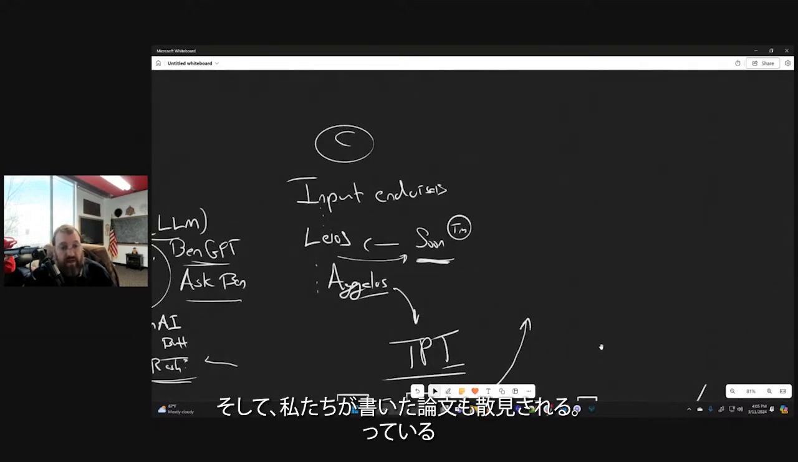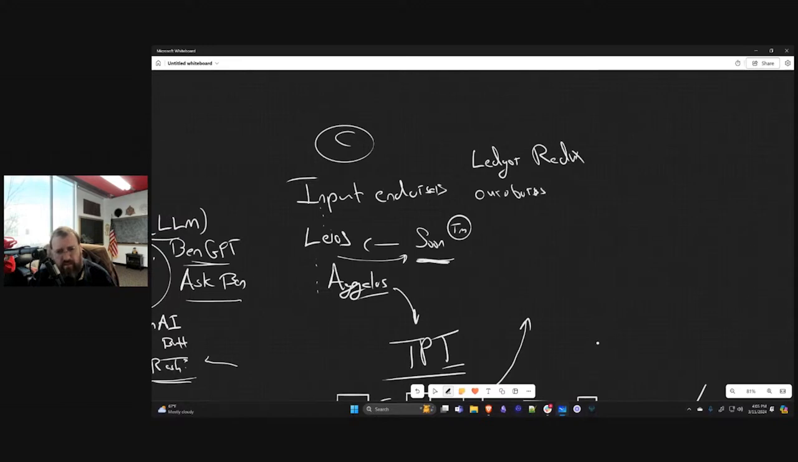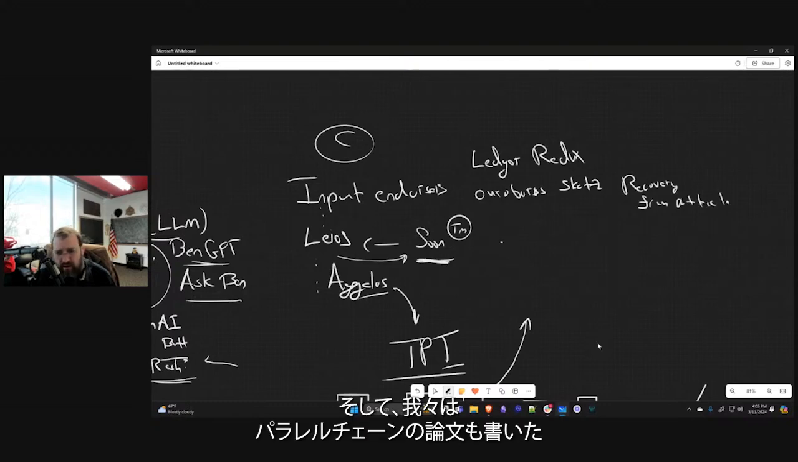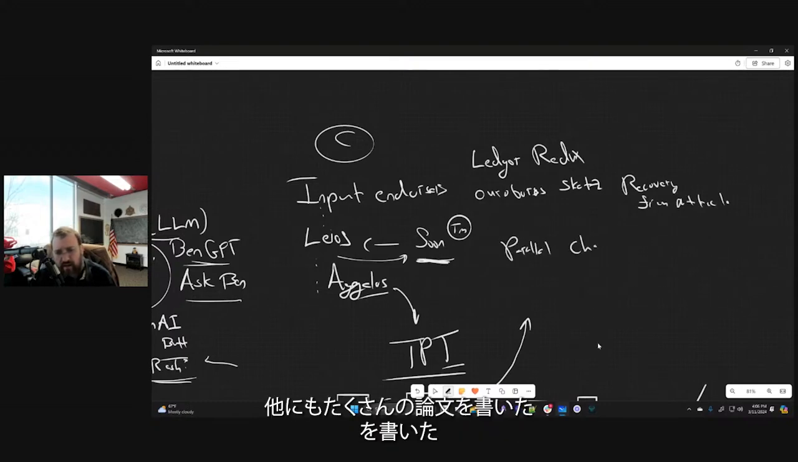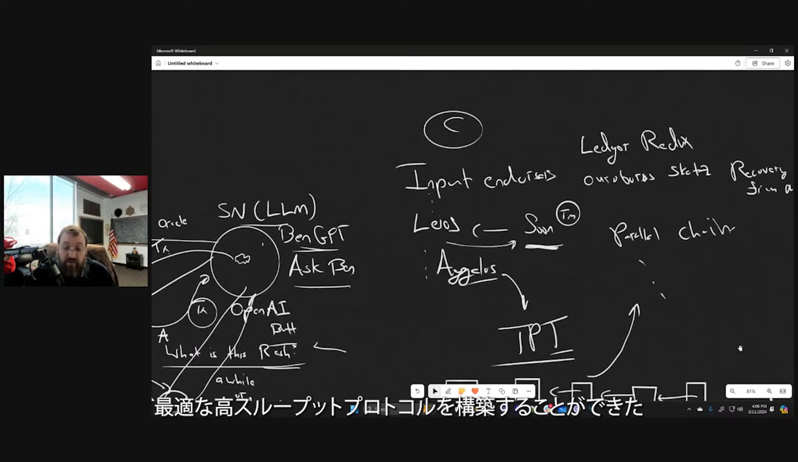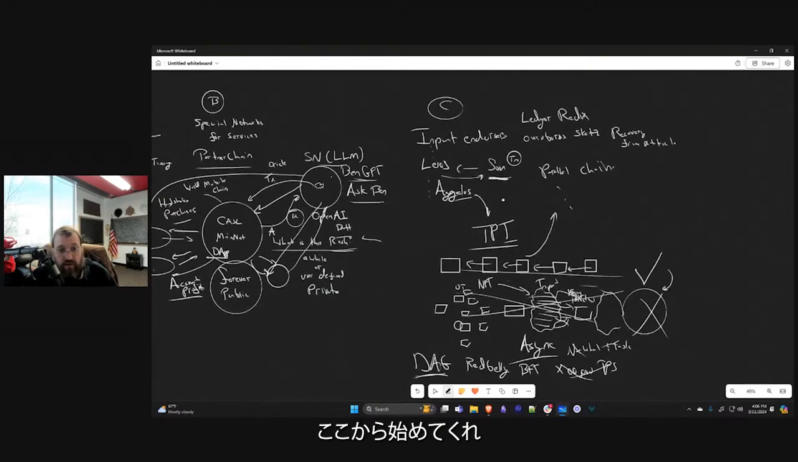And you'll see a sprinkling of papers that we've written along the way, like Ledger Redux is an example. Then we had another one, Ouroboros Crypsinous, can never pronounce the full name for it, which is basically recovery from attack. And then we also wrote the parallel chains paper and a litany of other papers throughout the years that basically built a conceptual framework that's allowed us to build our way up to this optimal high throughput protocol that we have. All right, so why don't you just start here?